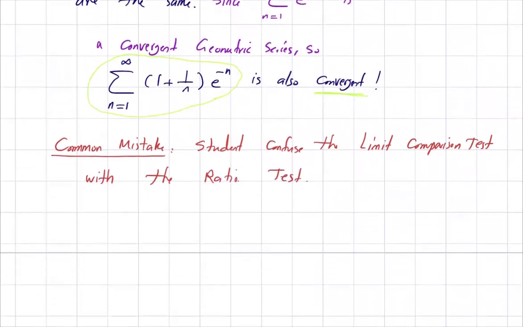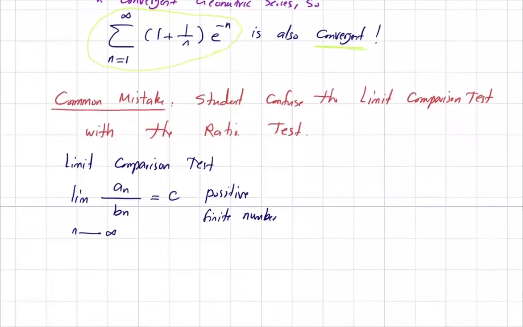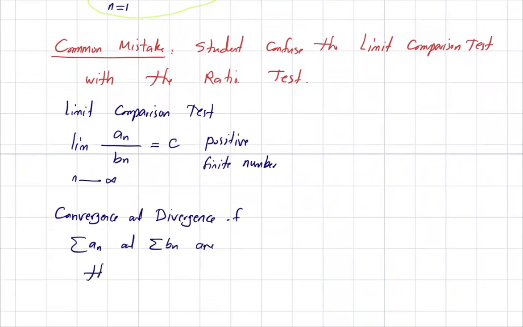Remember that for the limit comparison test, when you're finding the limit of an divided by bn as n goes to infinity, and you end up with c, which is a positive finite number, then the convergence and divergence of series an and series bn are the same.